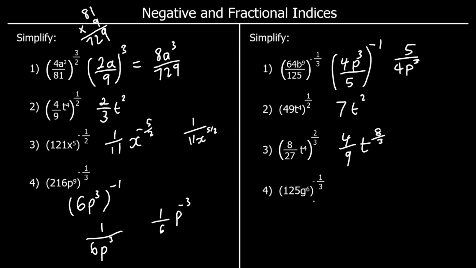And finally, we've got a cube root and a flip. I'll cube root it all first. So we're going to have 5g squared. And then we'll flip. So 1 over 5g squared. A fifth times g to the power of negative 2 is also okay.